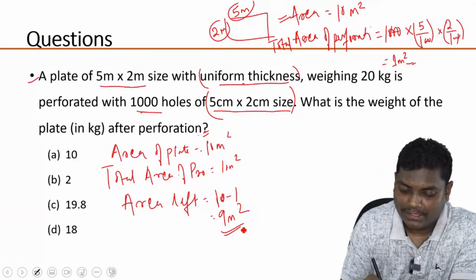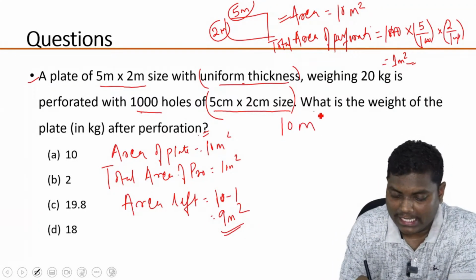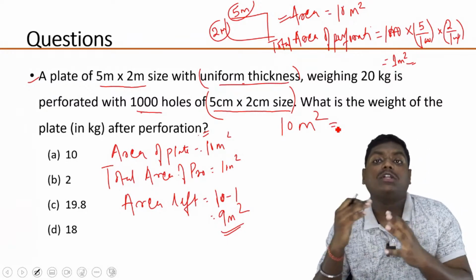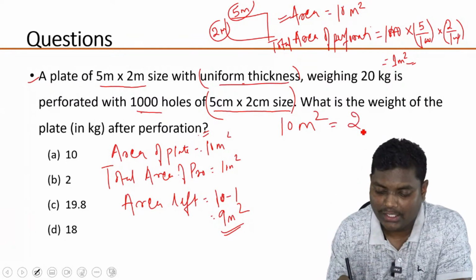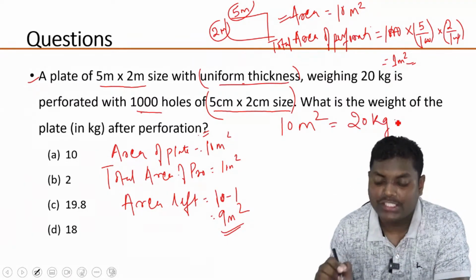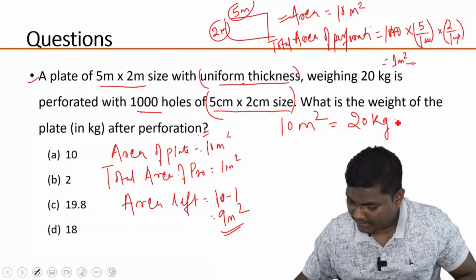Now we know that when the area of the plate was equal to 10 meter square, the weight of the plate was 20 kg. We can just use the unitary method for it.